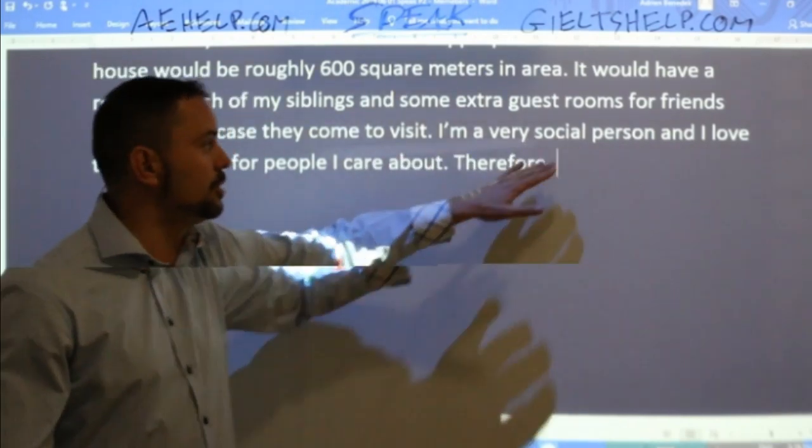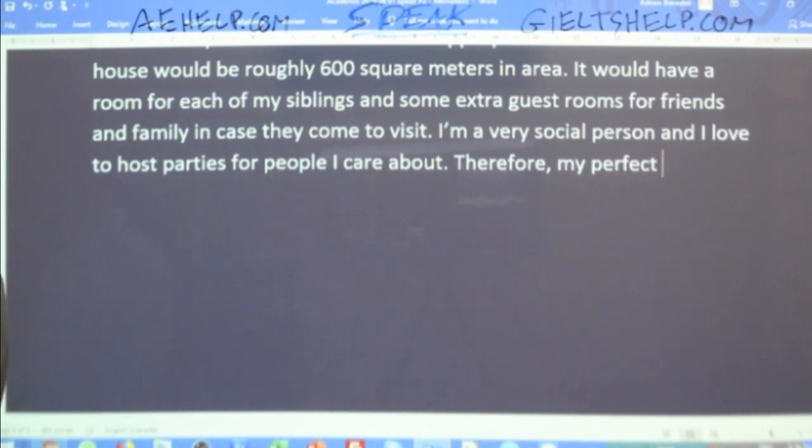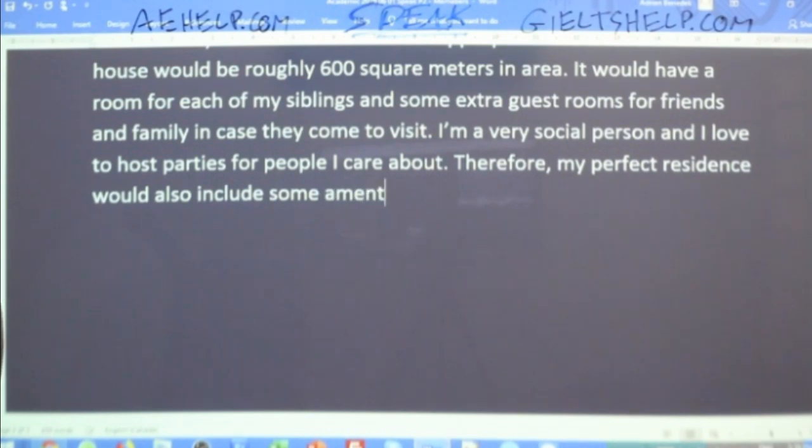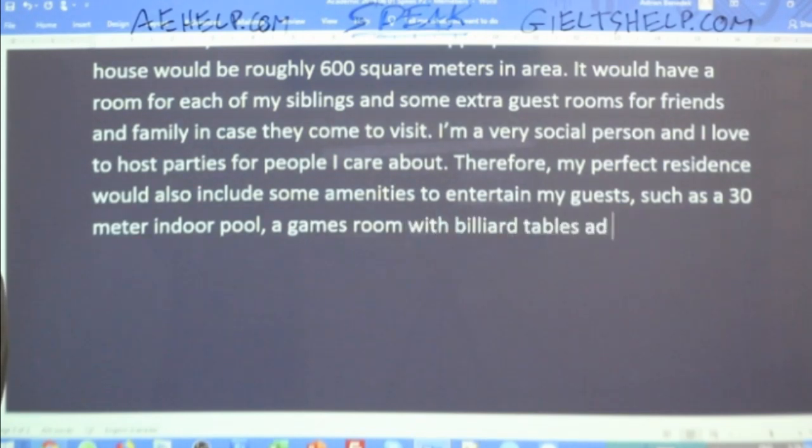Okay. So I'm a very social person and I love to host parties for people I care about. Therefore, my perfect residence would also include some amenities to entertain my guests, such as a 30-meter indoor pool, a games room with billiard tables and arcade games, as well as outdoor tennis courts.